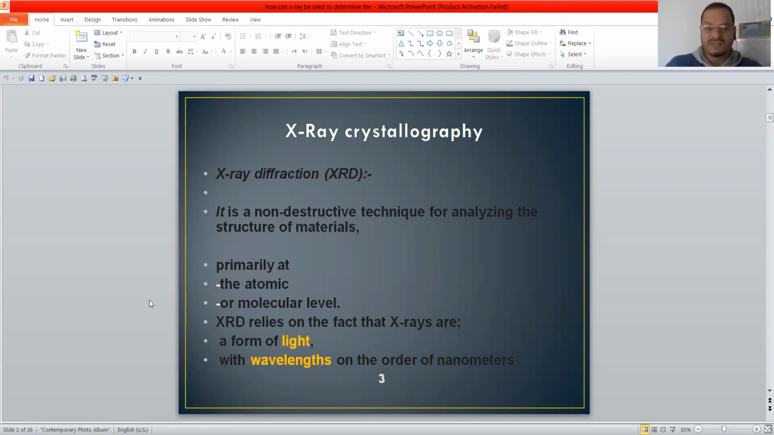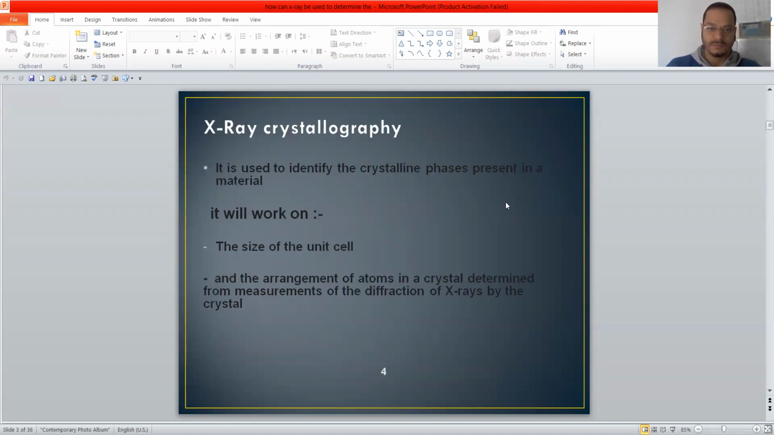X-ray diffraction relies on the fact that X-rays are a form of light with wavelengths on the order of nanometers. That means X-ray is a form of light with many different wavelengths on the order of nanometers. It is used to identify the crystalline phase present in a material. Let's see how we can use this process. We will go deeply into this important information.